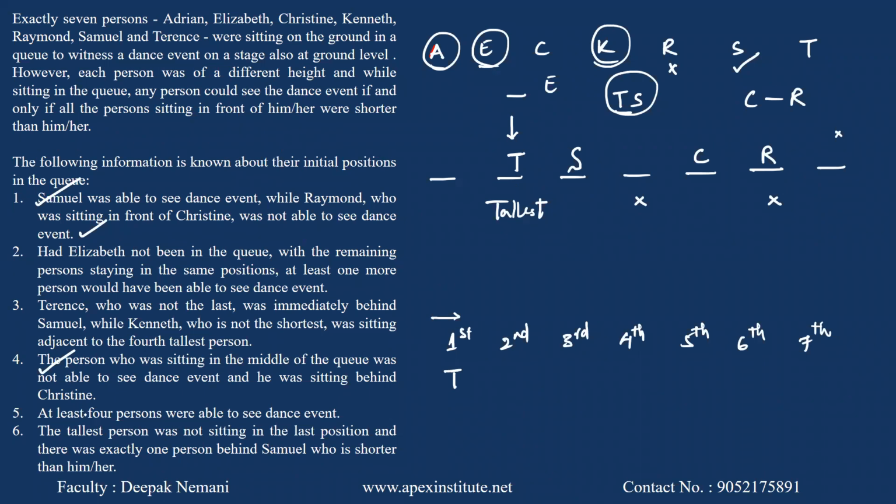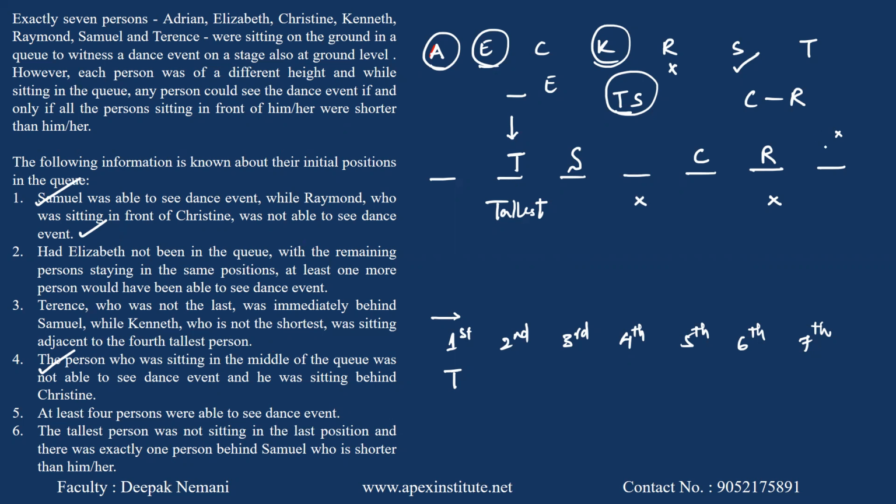What did we have? The tallest person was not sitting in the same position, and there was exactly one person behind Samuel who is shorter than him or her. Perfect. Now Kenneth, who was not the shortest, was sitting adjacent to the fourth tallest person.